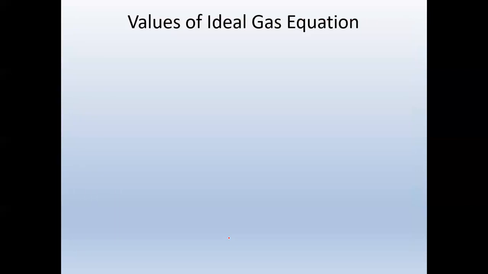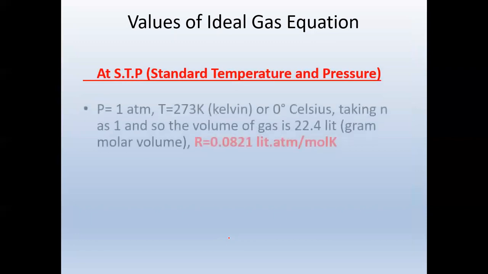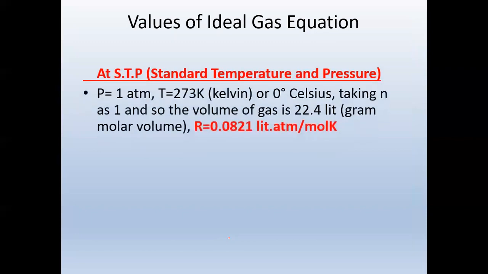Now, second type of question where we have a lot of confusion in the units and all those things, it is values of the ideal gas equation. So at standard temperature and pressure, that is when pressure is equal to 1 atm, temperature is 273 Kelvin or 0 degrees Celsius, taking n as 1, the volume of gas will be equal to 22.4 liter.